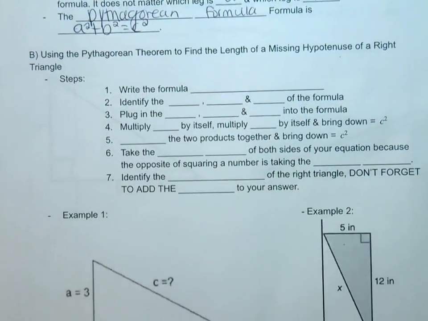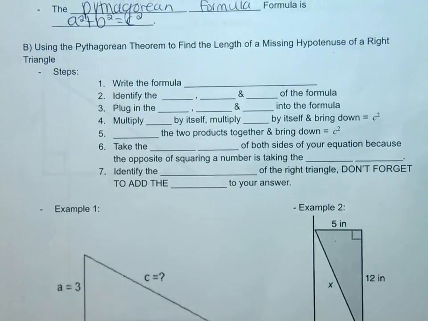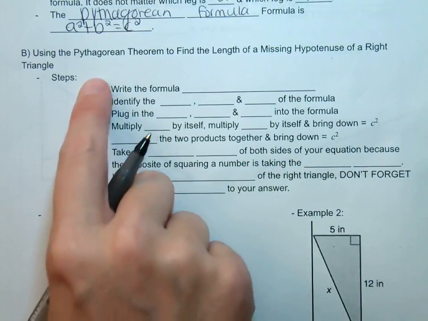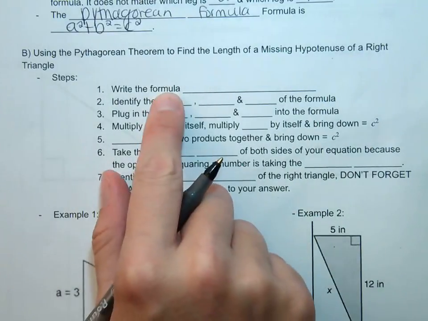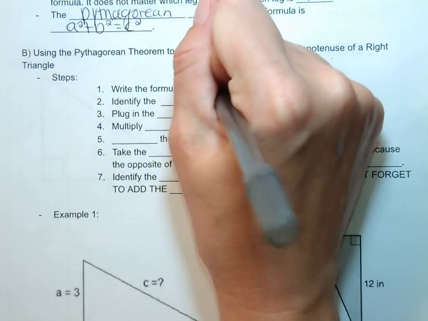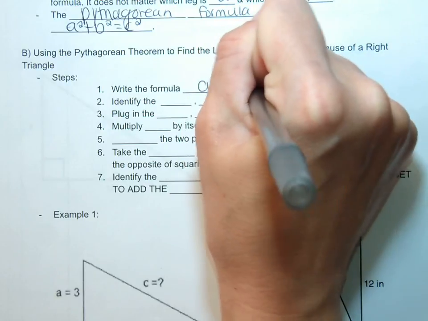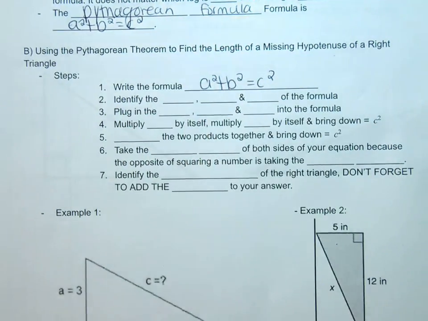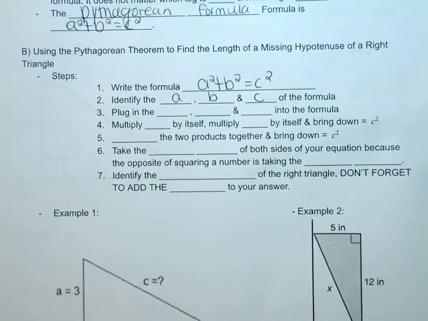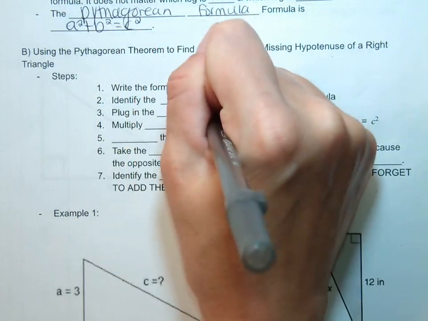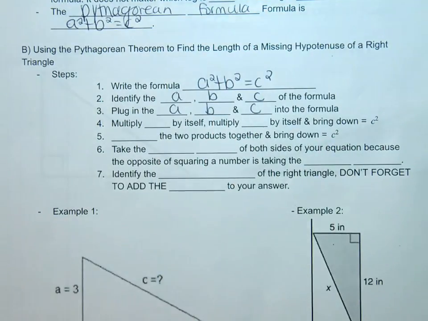Using the Pythagorean theorem to find the length of a missing hypotenuse. Find the length of a missing hypotenuse of a right triangle. We're going to write the formula, a squared plus b squared equals c squared. We're going to identify A, B, and C of the formula. Then we're going to plug in A, B, and C into the formula.